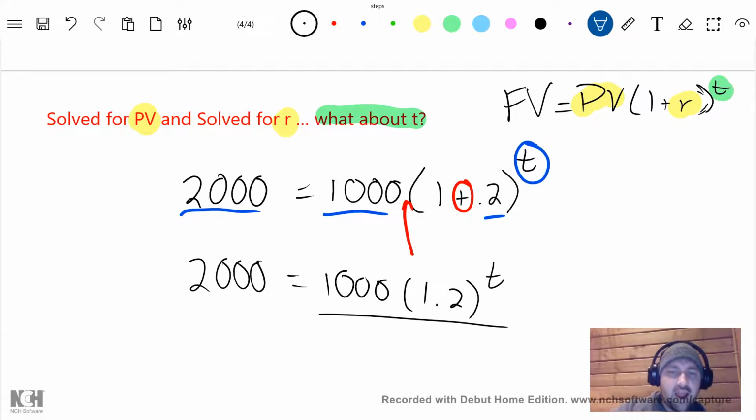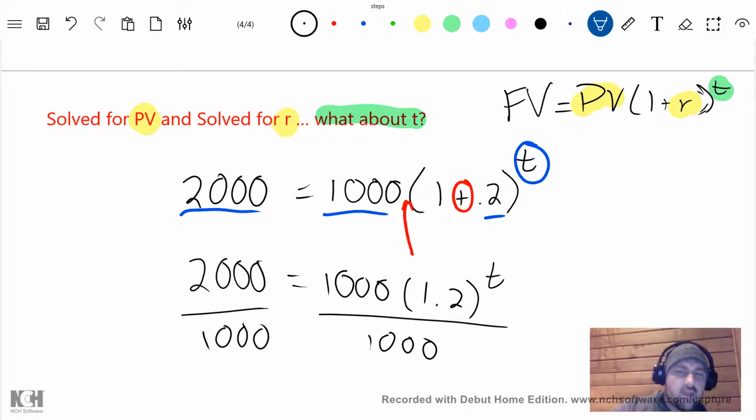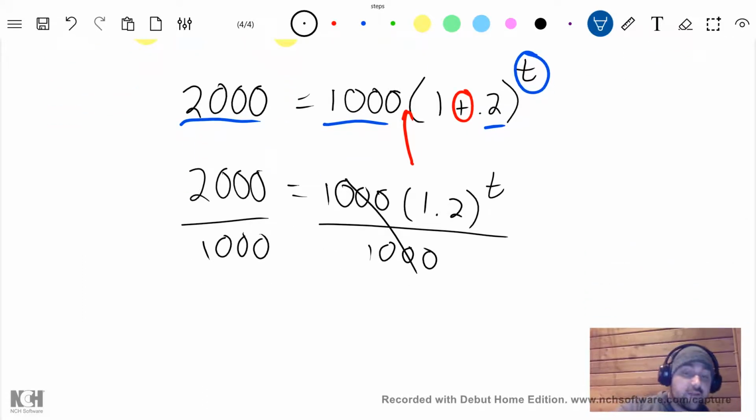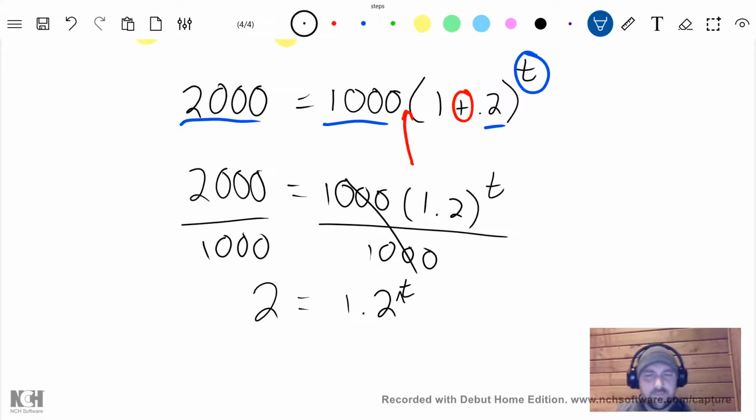And then we can divide both sides by 1,000. That cancels out this. 2,000 over 1,000 is 2. And we get the following equation: 2 equals 1.2 to the power of t. And the question is, what is the inverse of doing to the power t?